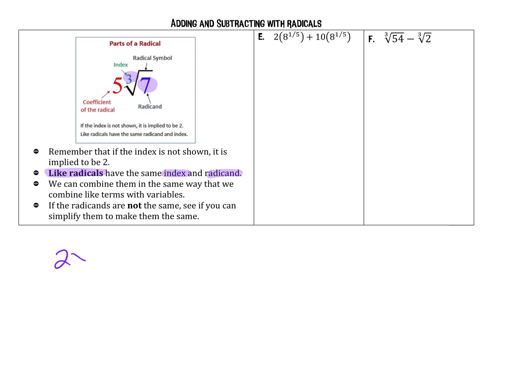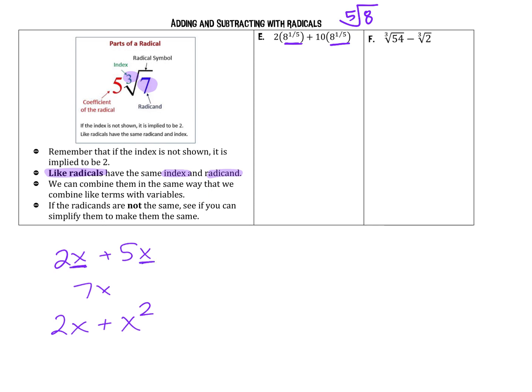So back with normal numbers, if we had something like 2x plus 5x, we could combine that to be 7x. We could not combine 2x and x squared because they aren't like terms. So the same properties are going to hold true here. If you look at example E, we have 8 to the power of 1/5 and 8 to the power of 1/5, which is the same thing as the 5th root of 8, which means we can combine them.